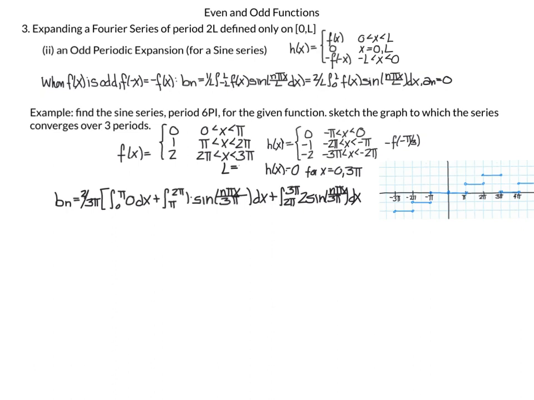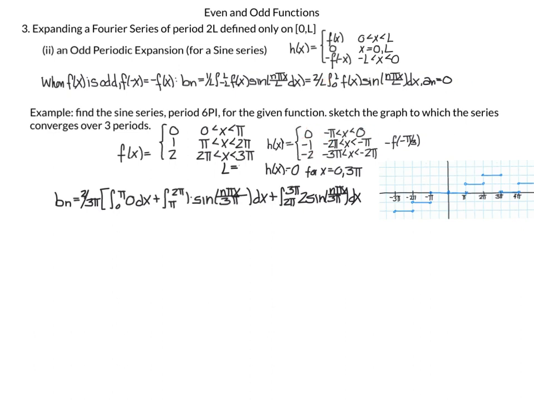So now I'm ready to find my coefficients b of n. It's equal to 2 over L. L in this case is equal to 3 pi. So 2 over 3 pi, the integral from 0 to L. And that's, in this case, 0 to 3 pi, except we're going to break it up into 3 intervals. And the nice thing is, this is another reason not to paste all of h, because it's an odd function, we only have to deal with the positive portion.